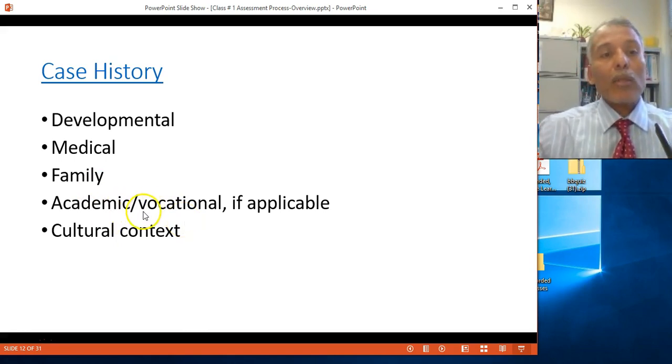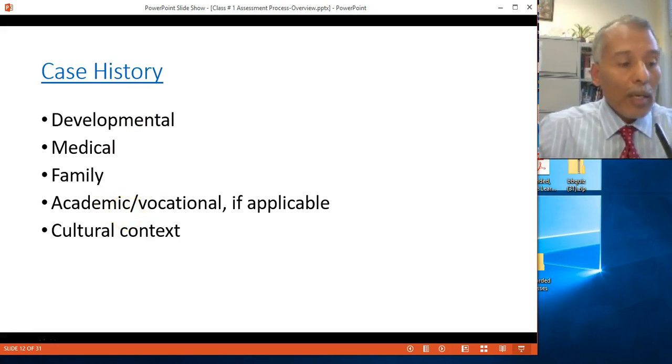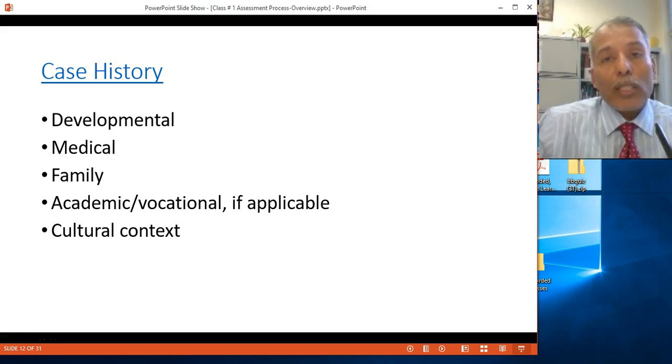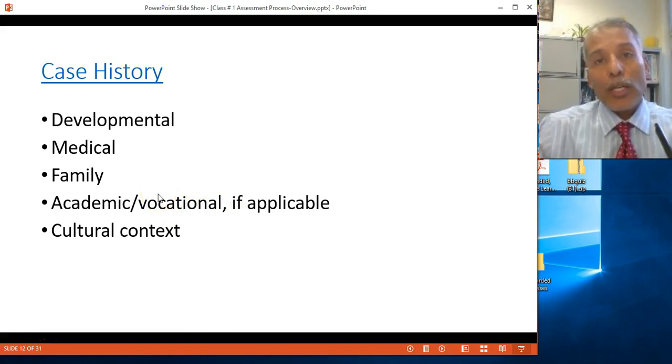You also look at, as part of the case history, the academic side. Where is the child now: in preschool, maybe in primary, maybe in high school, maybe in college, not a child anymore. So you look at academic and vocational aspects and how the person is functioning in school, for example. Is the person succeeding? Do they have trouble in this and that work, and so on? And then you look at the cultural context.